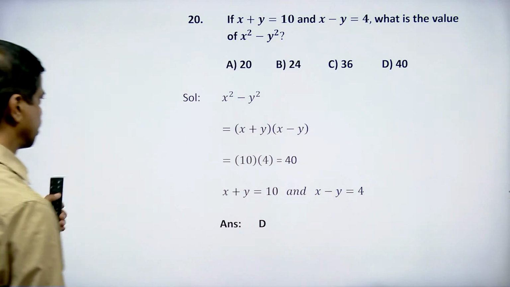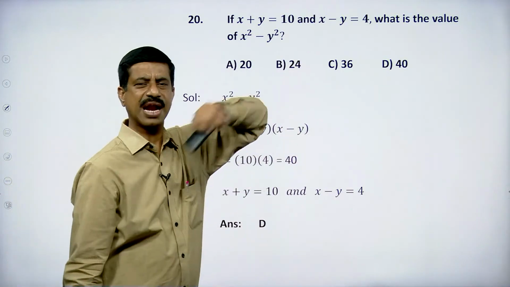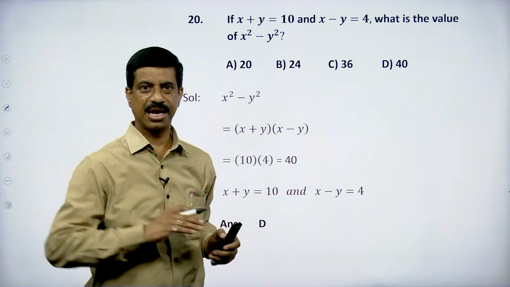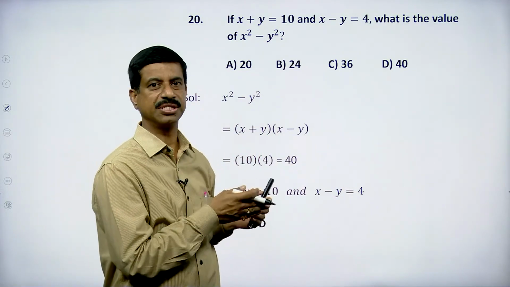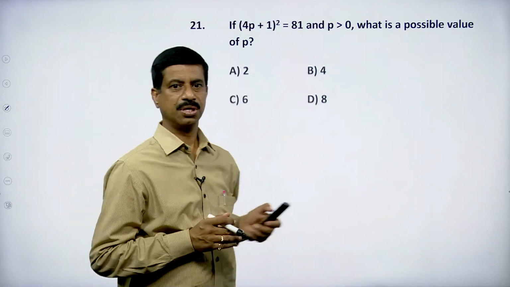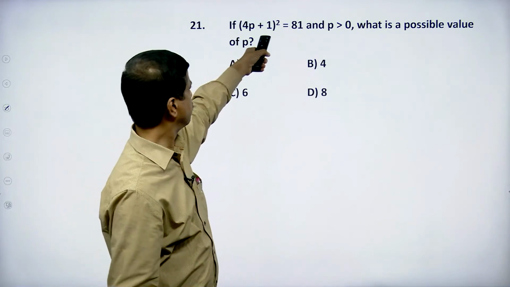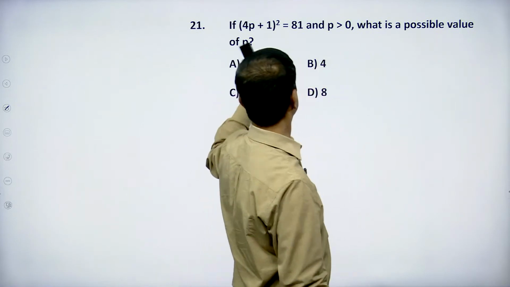Yes, children, I think you might have copied it. So let's move to the next question. These are all very basics of quadratics or algebra levels of thinking. You are very well versed with all these things from class 6th onwards, if I am right, or at least 7th or 8th. So now look at this. (4p plus 1) whole square is 81, where p is greater than 0. What is the possible value of p?